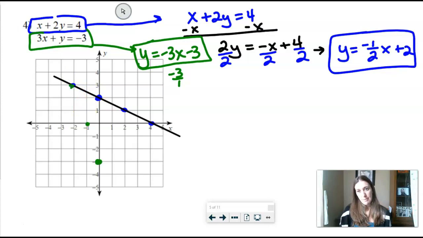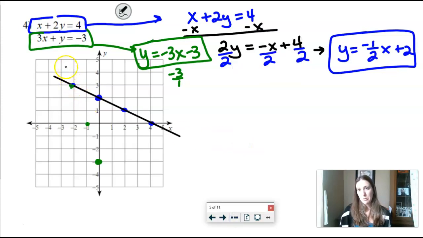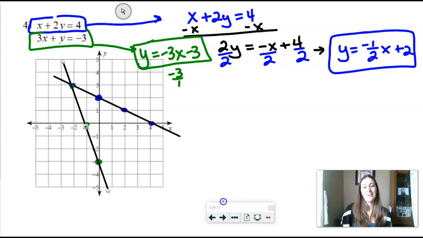Even with my really bad graphing, I saw right there where they intersected, but to be thorough, I'll draw the line. Okay, there we go. Now I can see the intersection point right here. And it is clearly negative 2, positive 3.